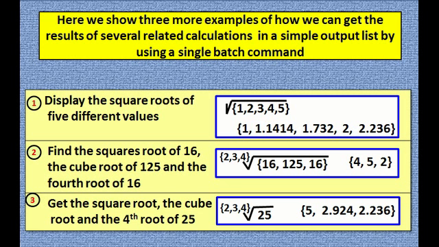Here we show 3 more examples of how we can get the results of several related calculations in a simple output list by using a single batch command. In example 1, we show how to display the square roots of 5 different values. In example 2, we show how to find the square root of 16, the cube root of 125, and the fourth root of 16. In example 3, we show how to get the square root, the cube root, and the fourth root of 25.